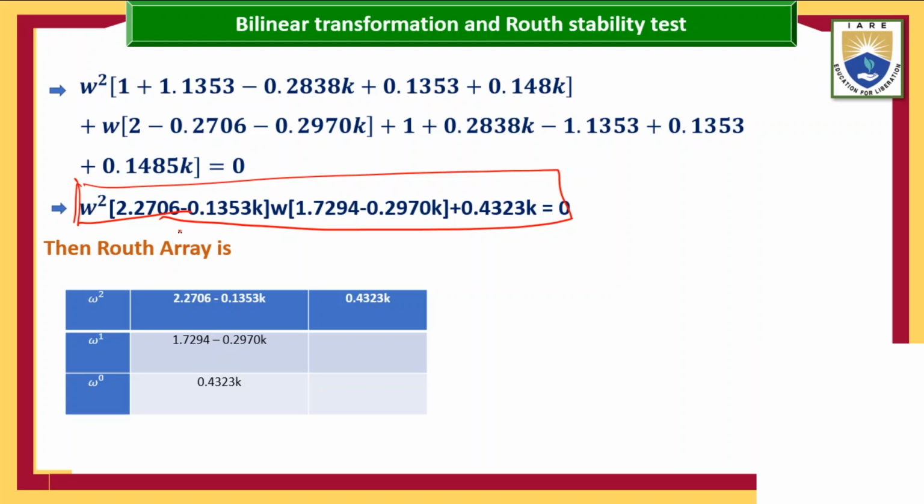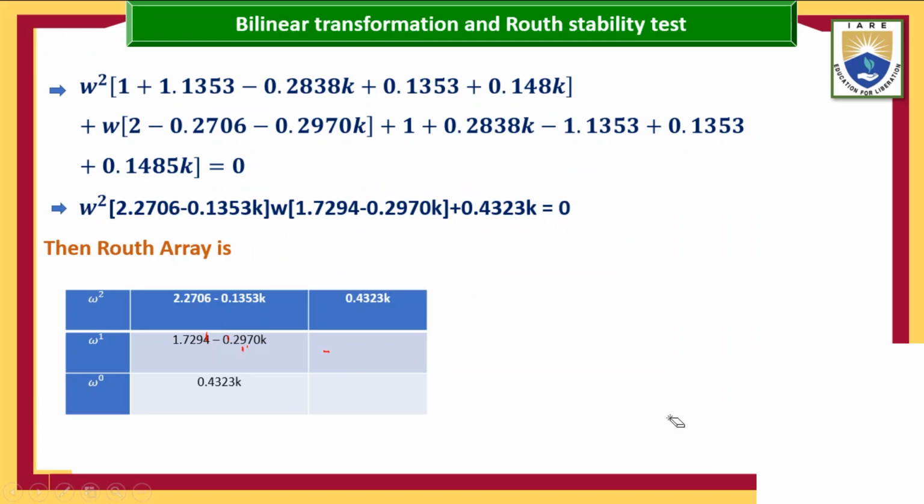So the first term is 2.2706, minus 0.1353. What is the second term? Any zero term? No, that's why it is empty. Coming to the second row, that is 1.7920, minus 7990. A single value is coming. And the last term is the omega 0 value, constant. Now we form the Routh array table.